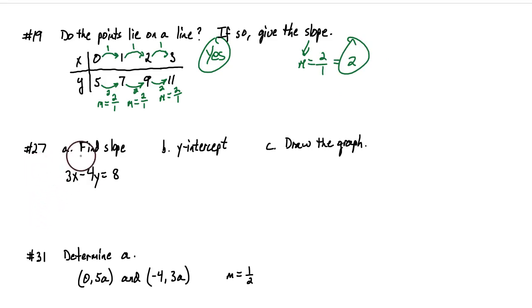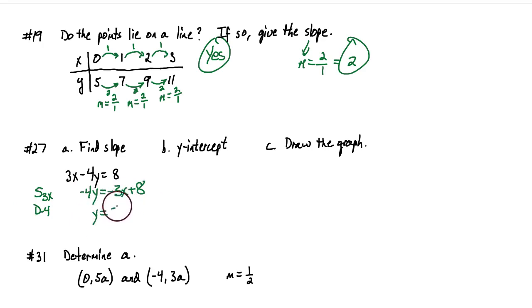Question 27. Part A, find the slope of the line from this equation. Earlier we had questions where we found the slope from an equation, and we were able to do that if we changed the equation so it was in slope-intercept form, so that the letter y was alone. Let's do that. Subtract 3x from both sides. We get negative 3x when you move it to the other side. And here's the positive 8. Now divide by negative 4.